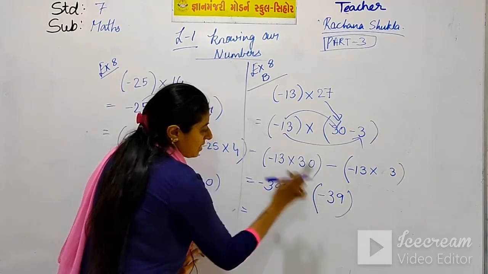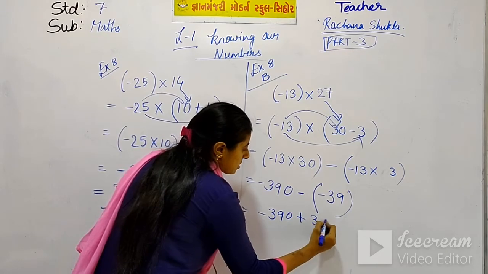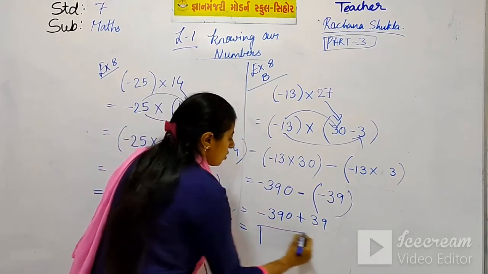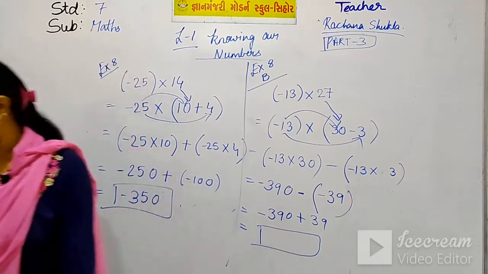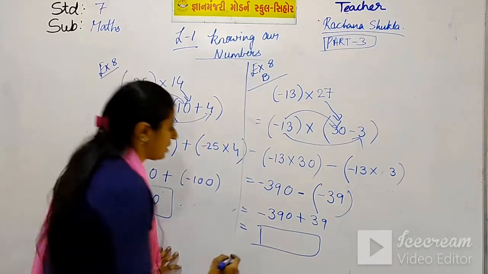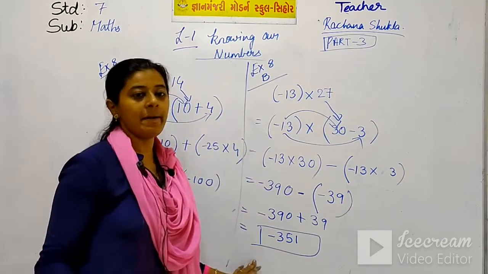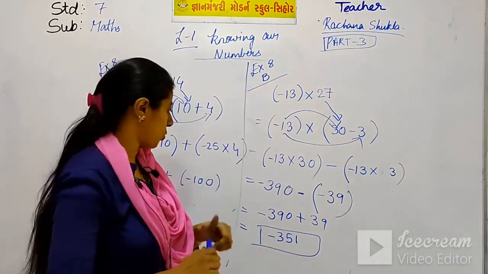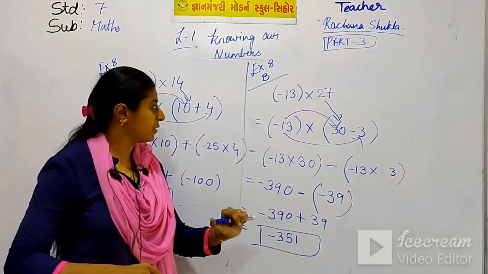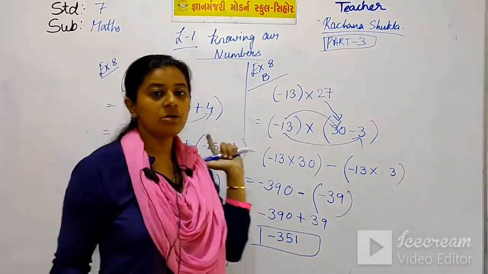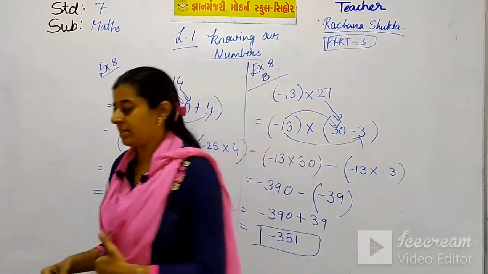Now minus minus plus 39. Now solve this. Minus plus minus, and you will get your answer as minus 351. What is your answer? Minus 351. Minus 351 is your answer. So this was example 8b. Now let's see example 8c.